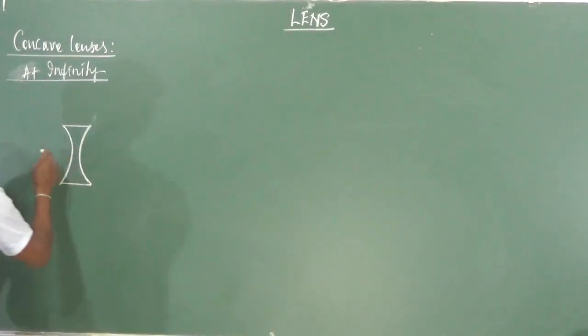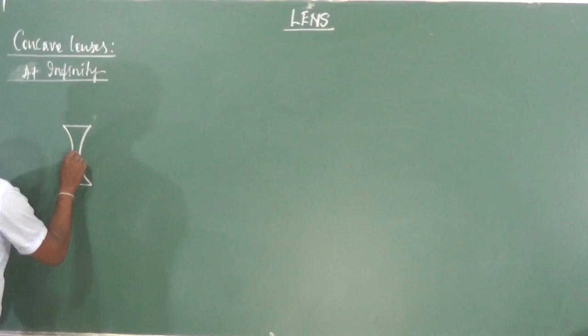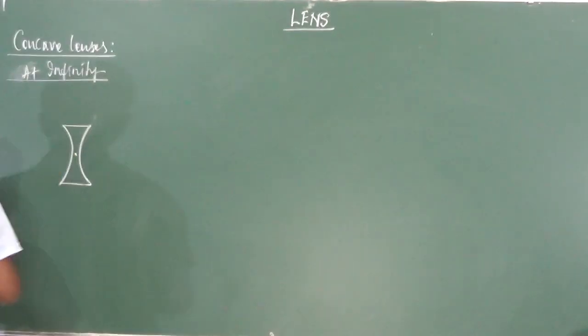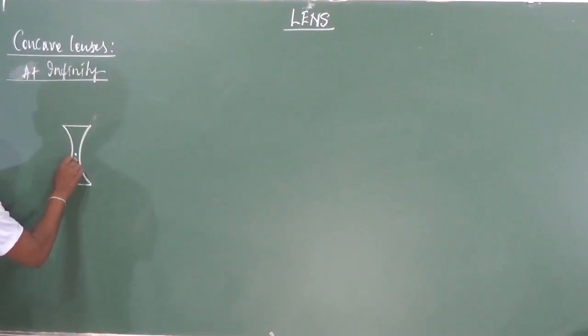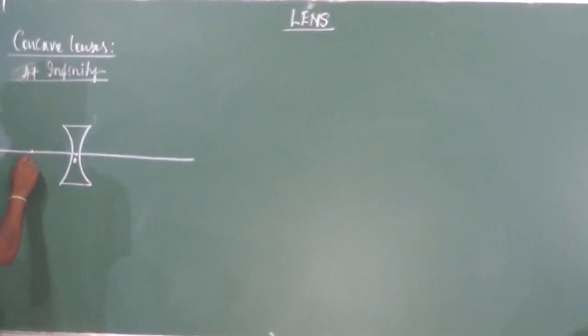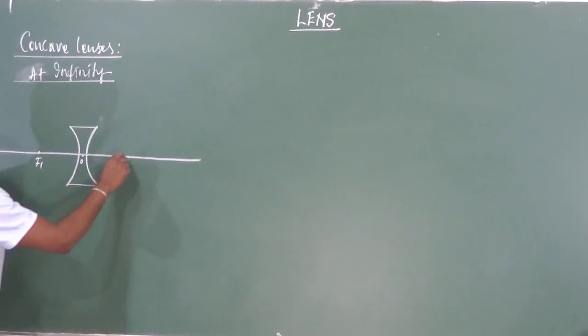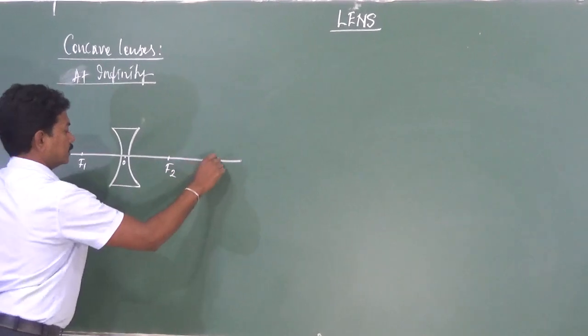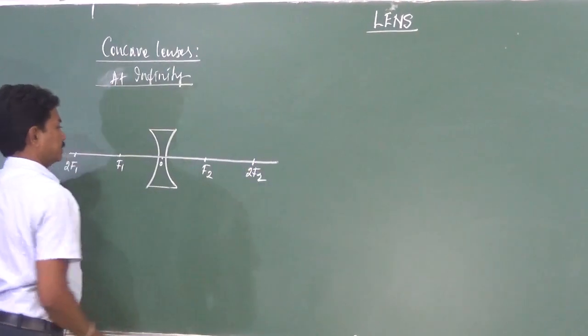So here the point at which the light ray, when it passes through the concave lens, passes undeviated, is called the optic center of the lens, that is represented by O. So let us draw a line connecting the two centers of curvature of the lens. So let us call it F1, let us call it 2F1. This one is F2 and this is 2F2, right?